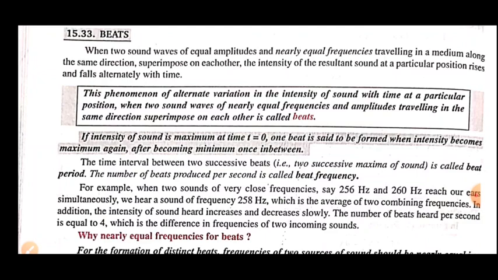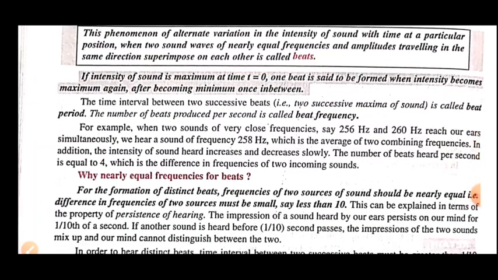In addition, the frequency of sound heard increases and decreases slowly. So the number of beats produced per second is equal to 4, which is the difference in frequencies of the two incoming sounds. Here we are listening to the maximum and minimum intensity due to the combination of these two sounds, and for that we listen to only 4 beats per second, which is always equal to their difference in frequencies.